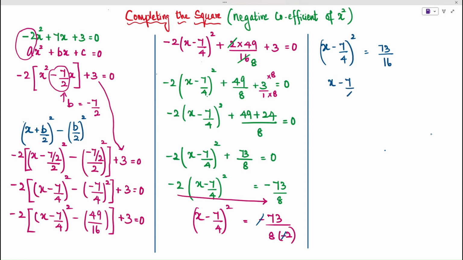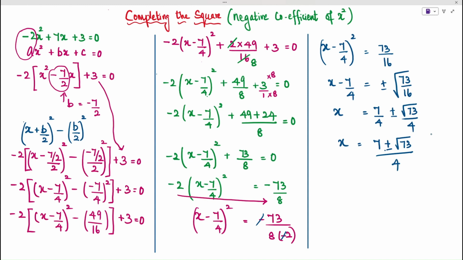And now we can square root both sides to get x minus 7 over 4 is equal to plus or minus root of 73 over 16. And now we can move the minus 7 over 4 to the right hand side of the equation, and we can bring our root 16 as 4 outside of the square root, and we get 7 over 4 plus or minus root 73 over 4. So x is equal to 7 plus or minus root 73 all over 4. And this is how we find the values of x by completing the square with a negative coefficient of x squared.